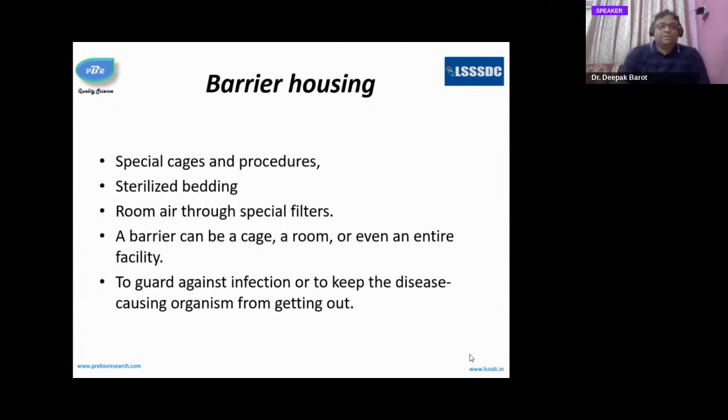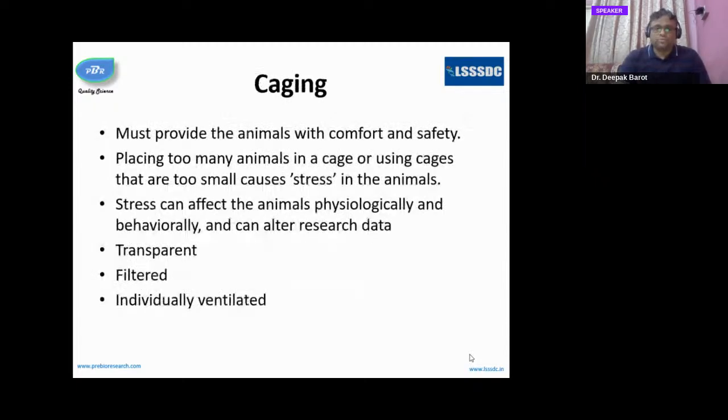Yeah. So the air which comes into the animal room should be filtered through a HEPA filter. And the exhalation, the air which is going out of your room, should also be filtered through 0.5 micron. So it is a completely sterile environment. In general, we say that an animal facility should be a class 1 lakh facility, meaning the air which is coming inside the facility is 0.5 micron filtered and the air going out is also 0.5 micron filtered. So that is a class 1 lakh facility. Okay. So that's called barrier housing.